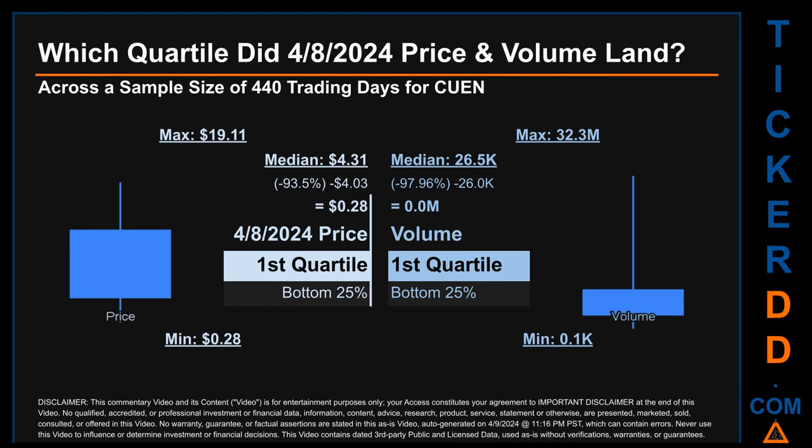Descriptively, CUEN has a median price of $4.31. Therefore, the 8th of April 2024 price was lower from that middle marker by 93.5%. The day's volume of 0 million was less than the median by 97.96%.